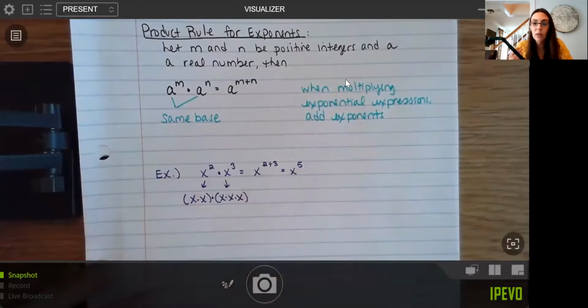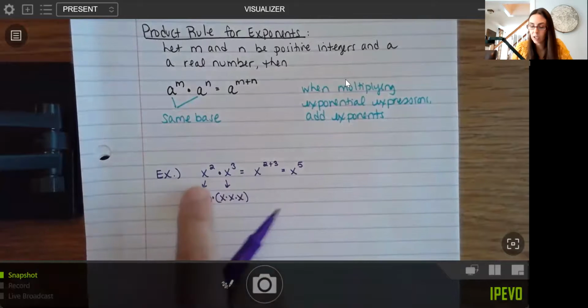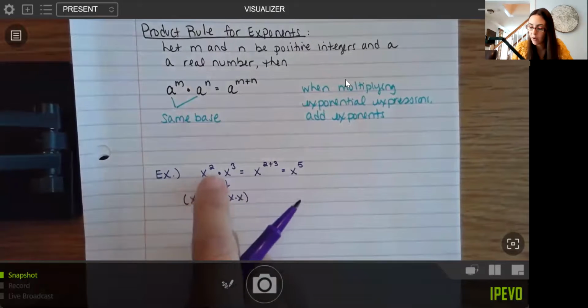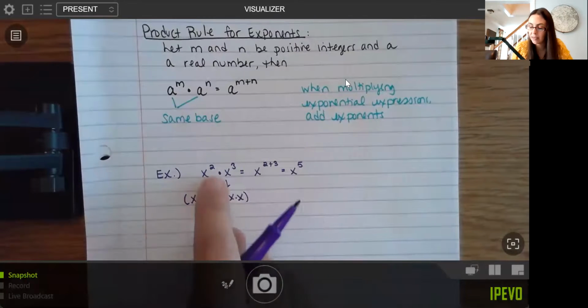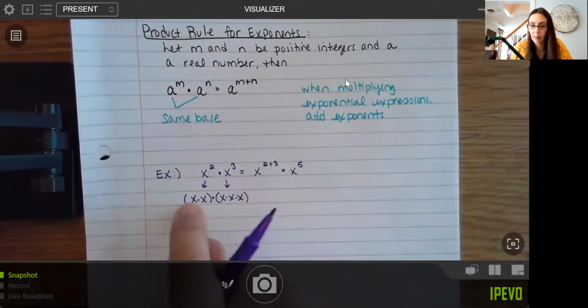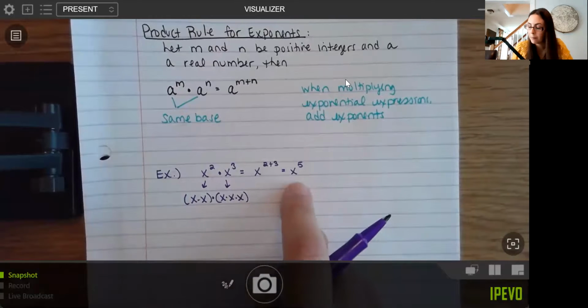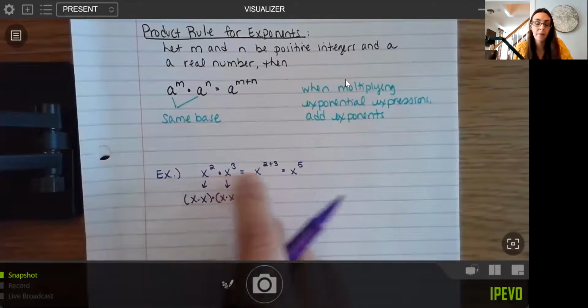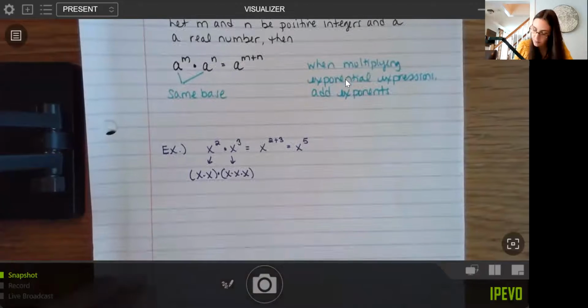So these rules for exponents are shortcuts. They're not changing the actual definition of anything, so they still line up with the definition. If I were to actually break this down and think about what an exponent means, then I could get the same answer that way, right? By counting up the number of x's I have. But this is just a shortcut, so that's all it is.